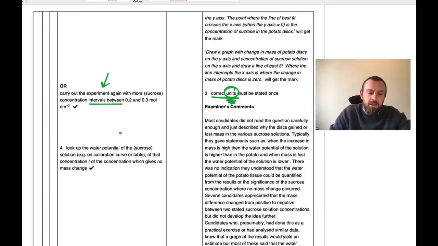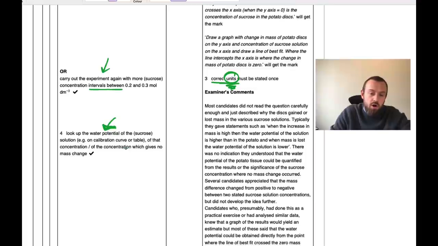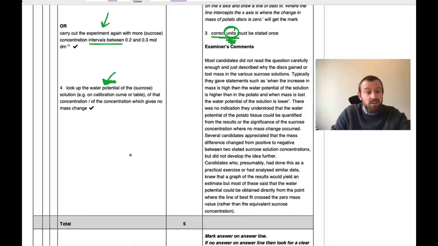And this is the thing that hardly anyone got. Look up the water potential. You didn't have to say this to get three marks, but it was a mark on the mark scheme, because sucrose concentration is not the same thing as water potential. You can look it up on a table. Most people answered it well. Some interesting points there in the mark scheme.